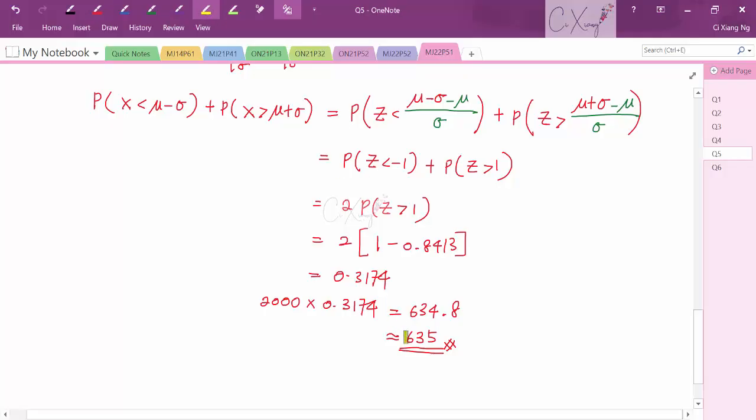For your information, the marking scheme also accepts if you round down the value to 634. Both answers are accepted, either 635 or 634. Okay, so this is how we solve question number 5.